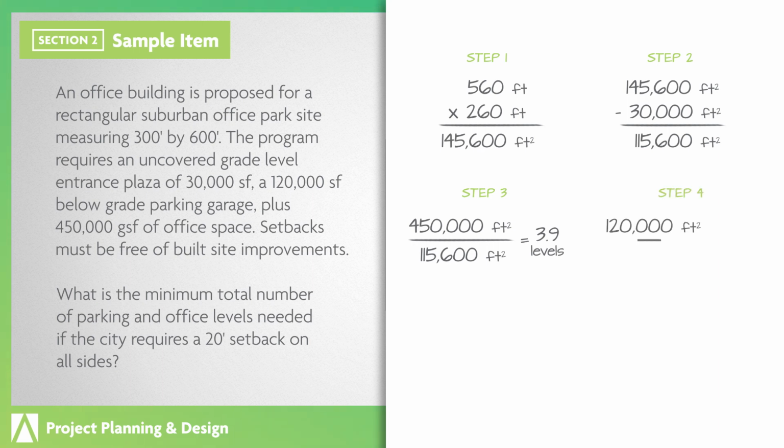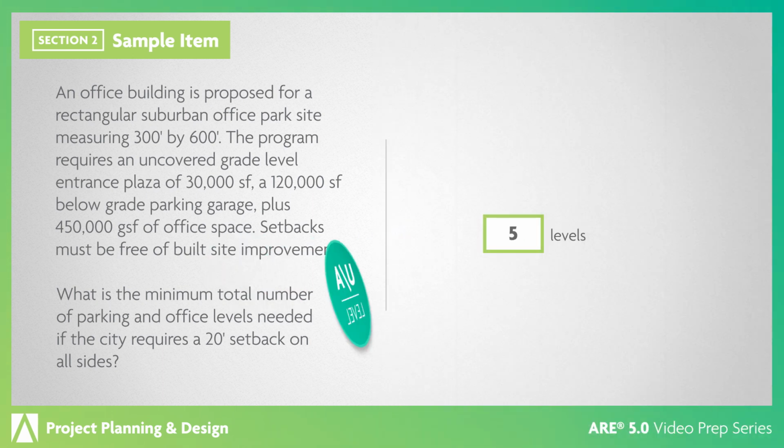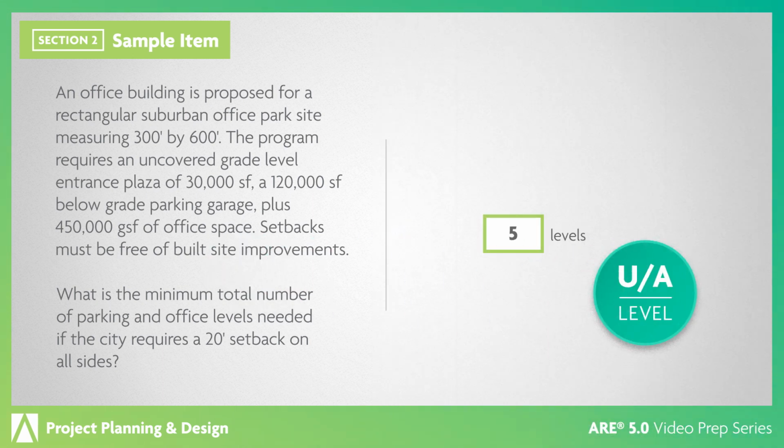Finally, you'll calculate the number of levels required to accommodate the parking garage, which is found by dividing the total parking area by the below-grade buildable area. Remember that all partial levels should be rounded up to the nearest whole number. Add the above-grade and below-grade levels together to find the total answer. This is a UA level item requiring an understanding of zoning setbacks and building massing.